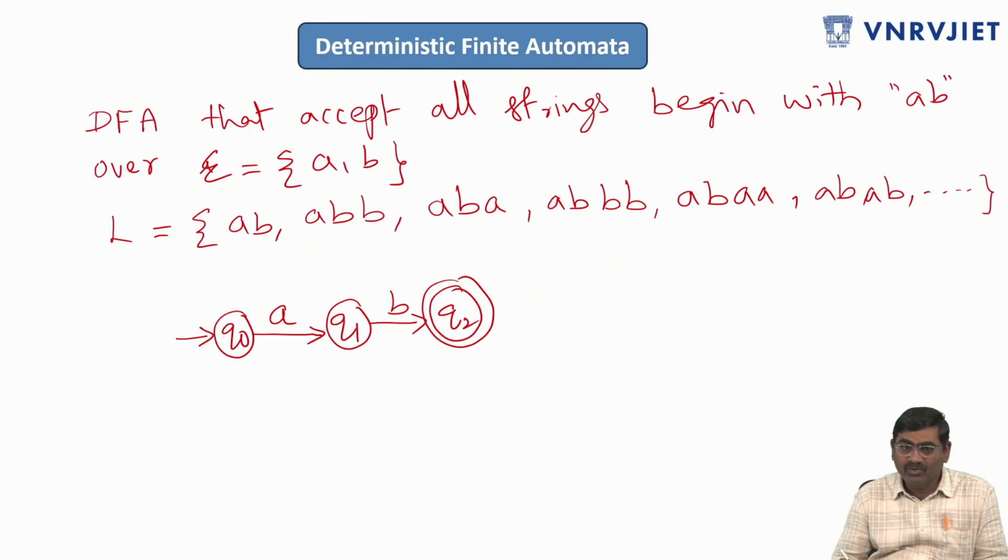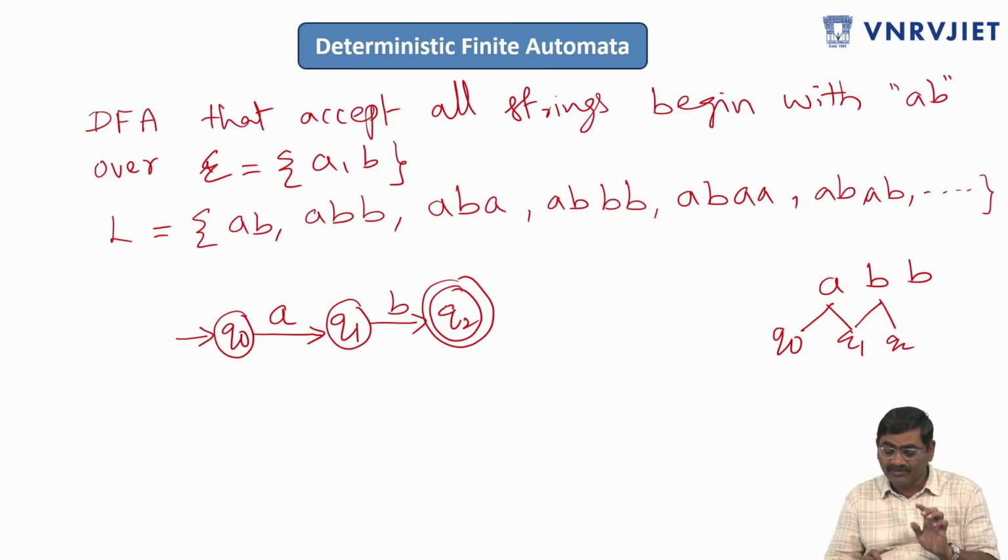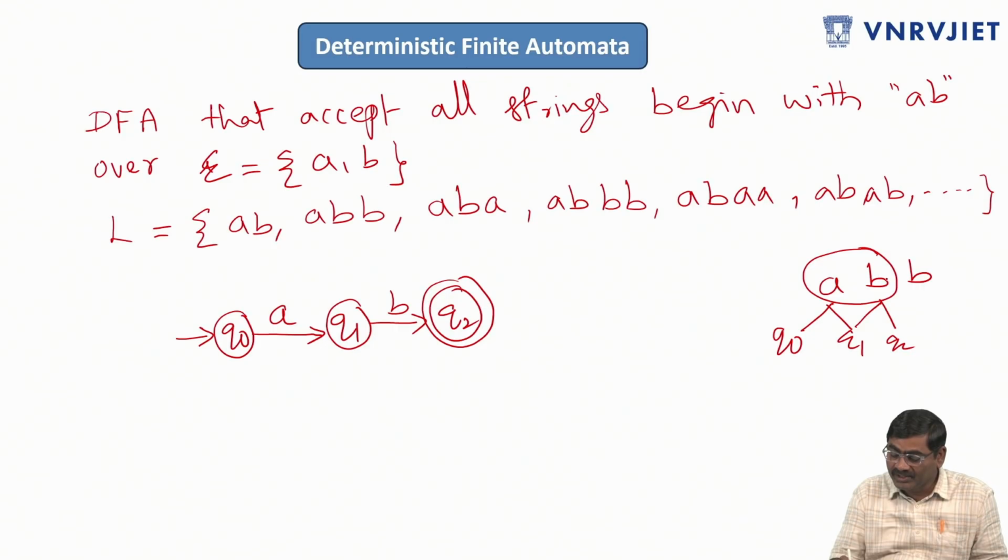Now let us verify how we can construct a DFA to accept this string. Again, we begin with the initial state Q0. Q0 on A goes to Q1. Q1 on B goes to Q2. Q2 is the final state, and this is a string that begins with AB and ends with B.